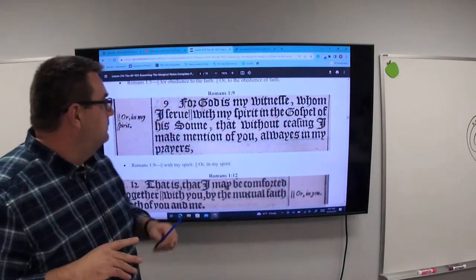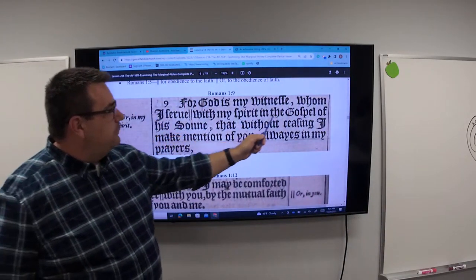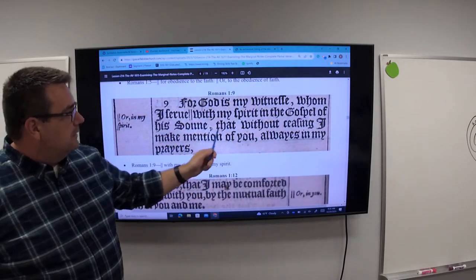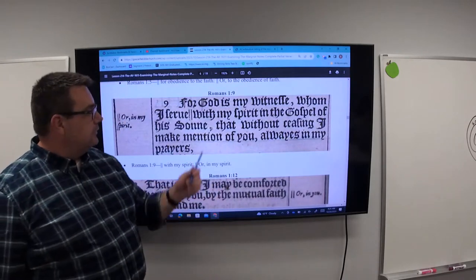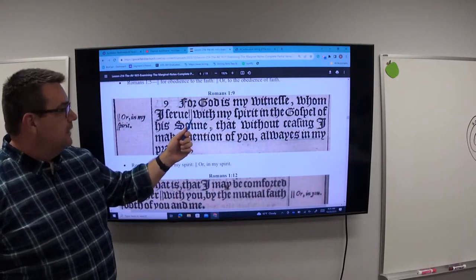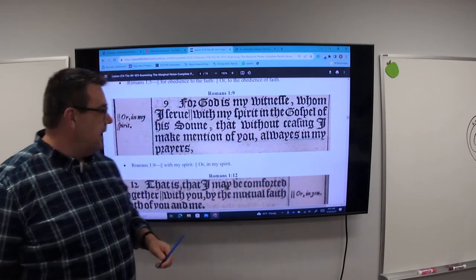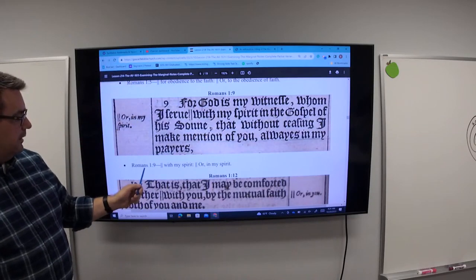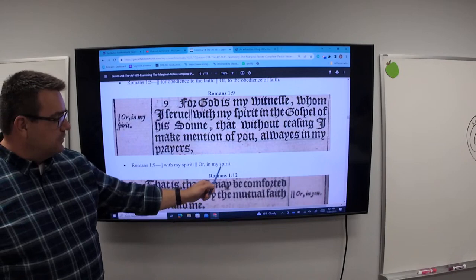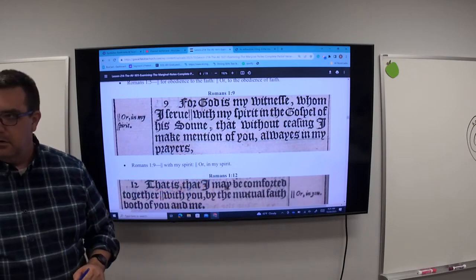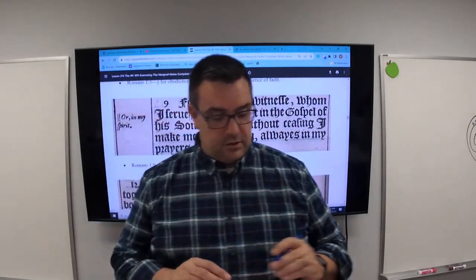Verse 9. For God is my witness, whom I serve, double vertical lines, with my spirit in the gospel of his Son, that without ceasing I make mention of you always in my prayers. So the double vertical lines here are at with my spirit, and you come over to the margin, in my spirit. So here's what the main body of the text says, with my spirit. The marginal reading says, in my spirit. So they're saying that's an alternative English translation of it, all right?